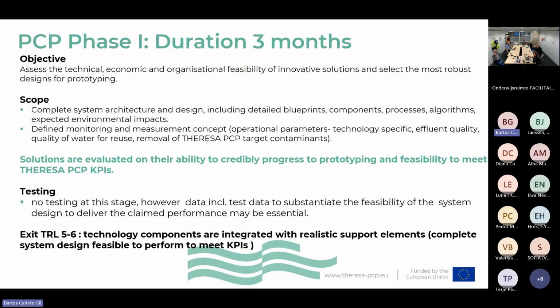At this stage, we're not expecting any testing. However, it would be beneficial to have any test data to substantiate the feasibility of the system design to deliver the claimed performance. The expected exit TRL level is 5 to 6, which means that the technology components have to be integrated with realistic support elements. So the complete system design is feasible to perform to meet the key performance indicators.